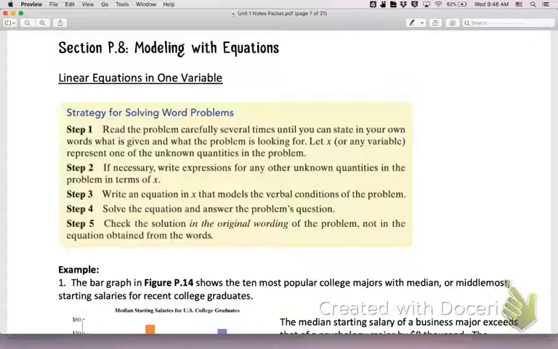Step 2 essentially is to define your variables. And that's a piece that we often skip, but it's, in my opinion, the most important step, because once you take the time to really identify what your unknowns are and define what they are going to represent, it often becomes much more clear what your equation should look like.